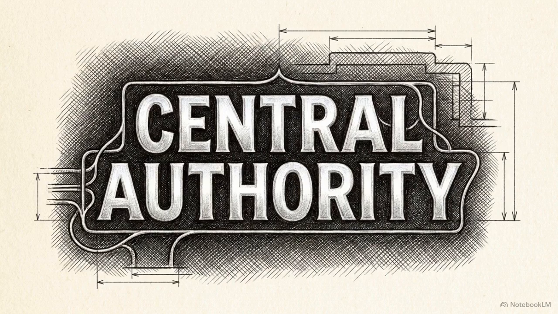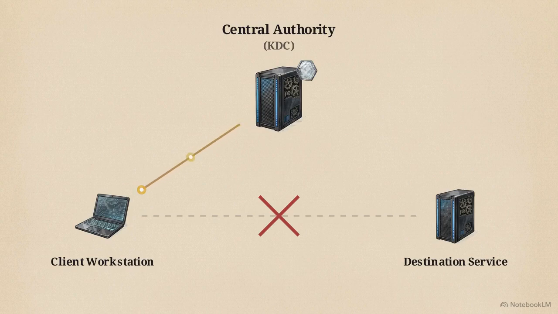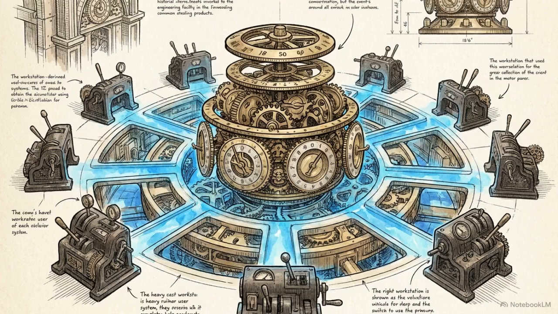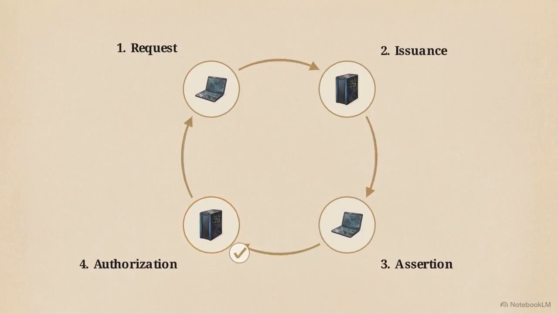Solving this requires a structural pivot to a concept called delegated trust. Instead of proving identity to the destination service, the client proves it exactly once to an isolated, centralized authority. In modern enterprise networks, this third-party architecture is implemented through the Kerberos Authentication protocol. To understand exactly how it secures a network, we have to break down its four-step transaction flow.